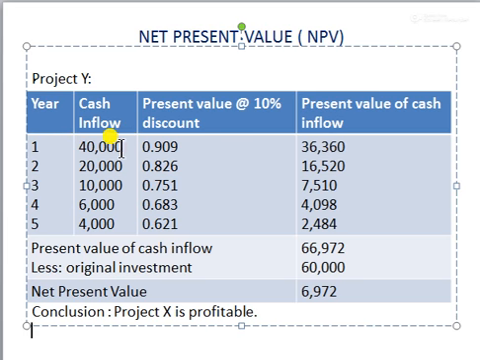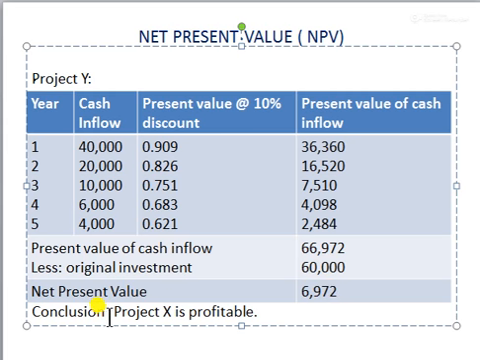We multiply the first year cash inflow with the first year PV factor, that comes to 36,360. Likewise, we must do the calculation like this. Then when we total the last column, that comes to 66,972, that is the present value of cash inflow, from which we deduct the original investment of 60,000, and finally we get 6,972. This is the net present value.